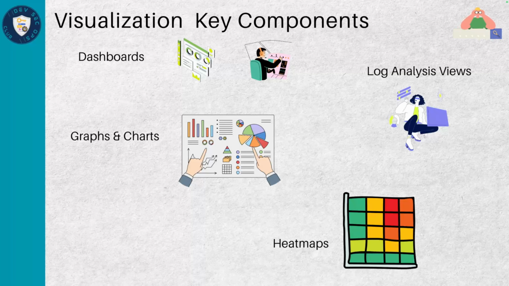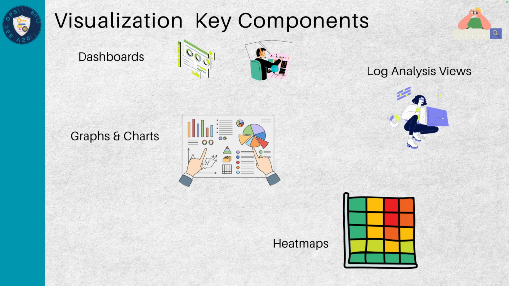So these are the key visualization components. Whenever you have any visualization tool, you have one dashboard where you can see everything. You have graphs and charts, pie charts and bars, and we will see, when we set up Grafana, we will create our own dashboards. Then visualization tools also provide us log analysis views. We also have heat maps. When you have thousands of servers across the globe, you cannot watch one server at a time, right? Or one system at a time. Instead, you would like to see them in a heat map. So these are some key components which belong to monitoring.